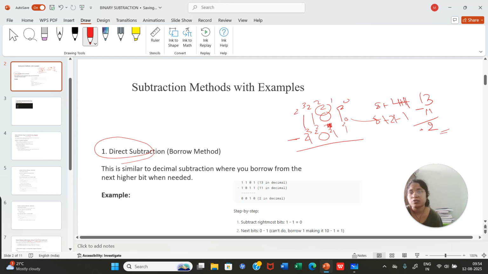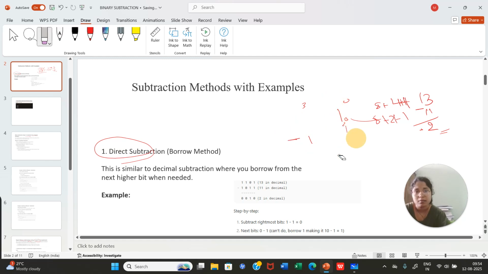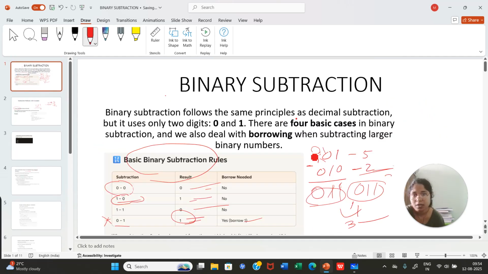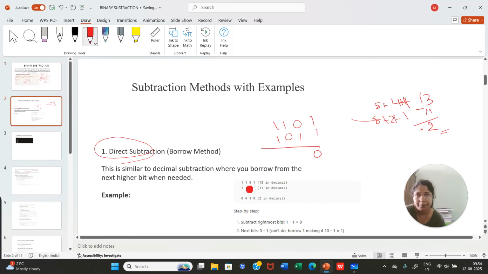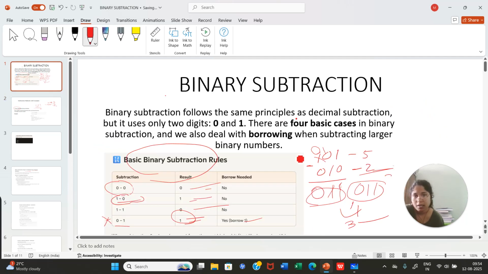Let me check the same question here. I will do it one more time. I'll write it one more time. 1, 1, 0, 1. Next 1, 0, 1, 1. Follow the rules. 1 minus 1 is 0. Look at the rules. 1 minus 1 is 0. Okay. Next 0 minus 1 is 1, with borrow 1.